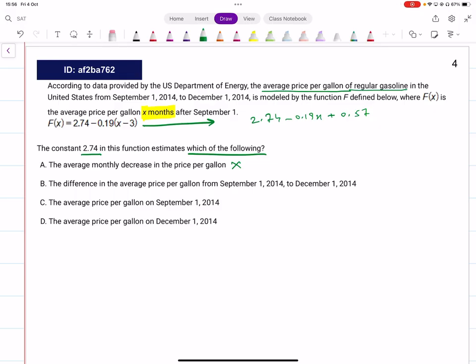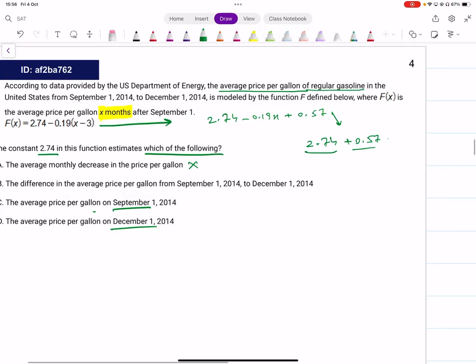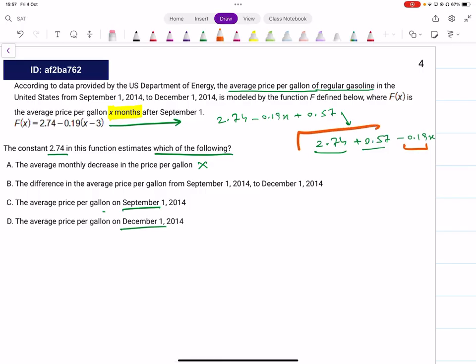The difference in the average price per gallon from September 1 to December 1. That doesn't seem right. The average price per gallon on September 1, the average price per gallon on December 1. Now, let's think about this. If we simplify this equation, what does this give us? 2.74, and then you have 0.57 added to it, and then you have minus 0.19x. What is this number telling you? Minus 0.19. Every month, the price is decreasing by this much on average. What's the starting price? The starting price is the sum of these two numbers.